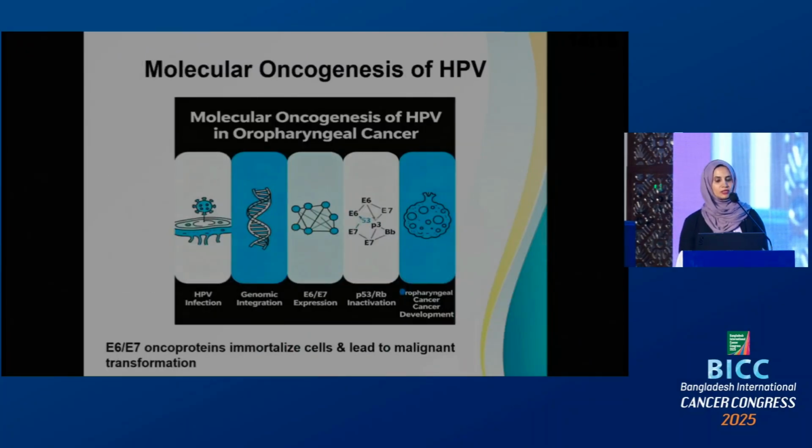So how it works, it mainly starts with the infection with the HPV, followed by genomic integration of the virus with the DNA. This will lead to E6 and E7 expression, and these E6 and E7 will inhibit or inactivate P53, the tumor suppressor gene, and this will lead to the transformation and proliferation of the malignancy. And remember that E6 and E7 oncoproteins cause immortalization of the cells, which leads to malignant transformation and proliferation.